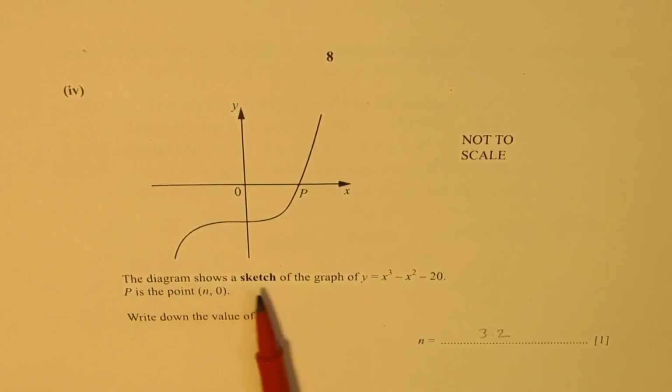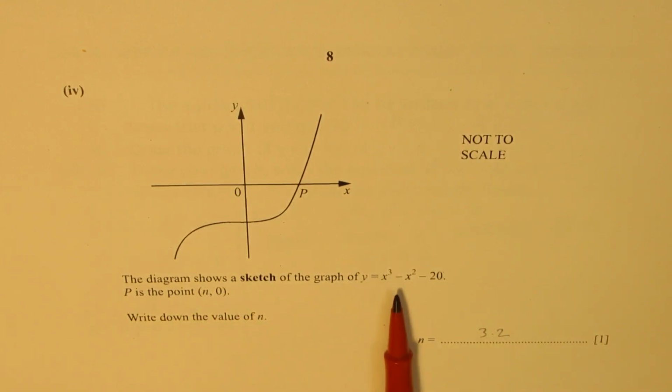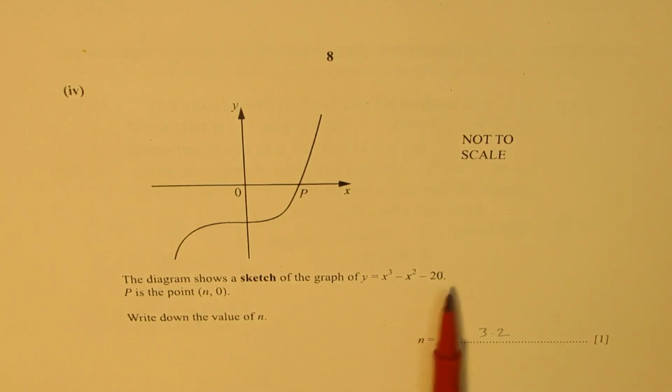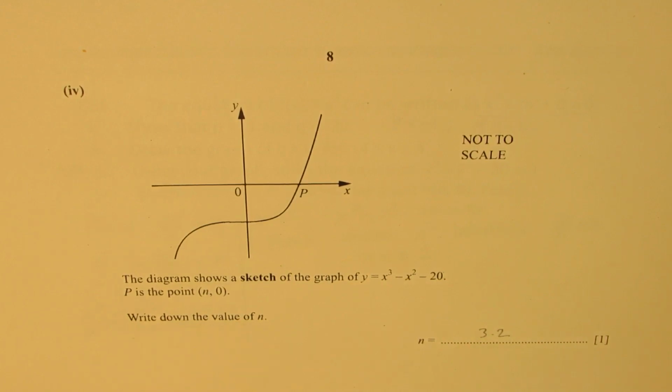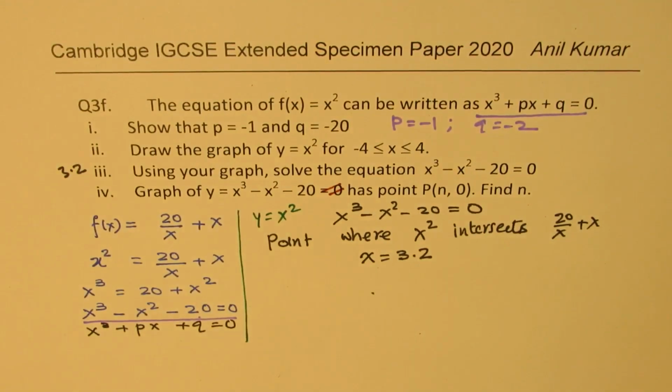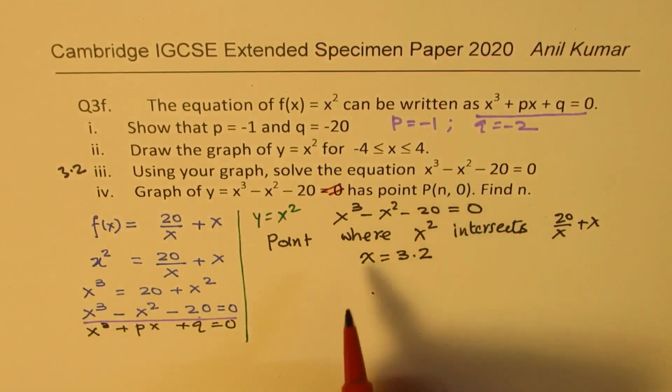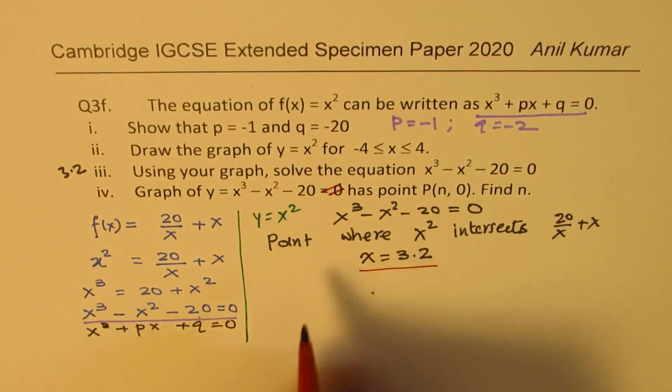The diagram shows a sketch of the graph of y equals to x cube minus x squared minus 20. P is a point n, 0. Write down the value of n, correct? Now what is this value of n? This value of n has to be same which we got earlier, which is x equals to 3.2.